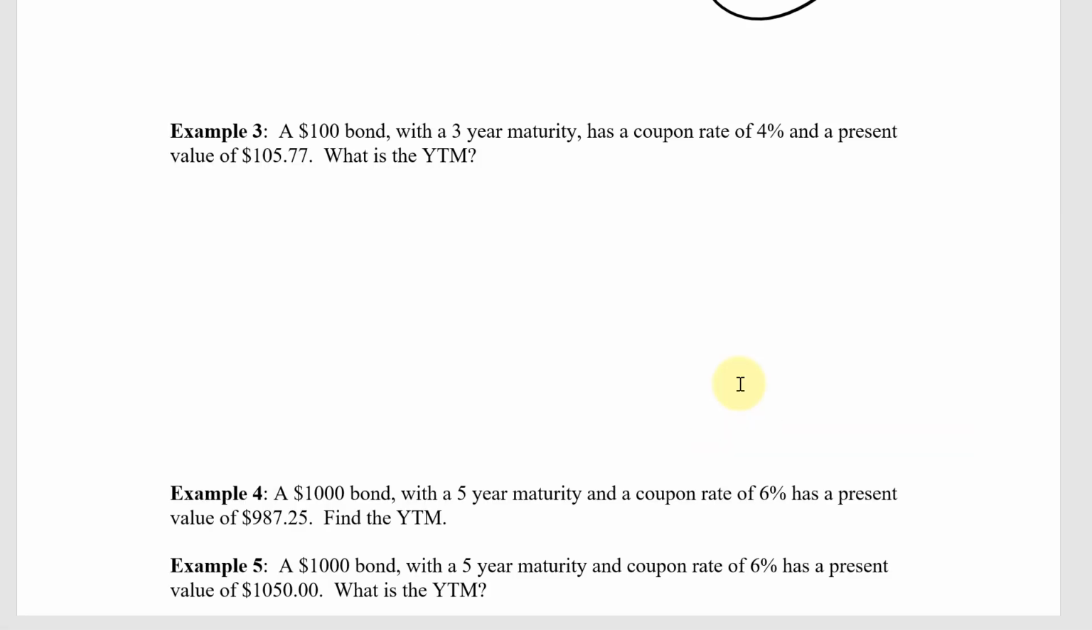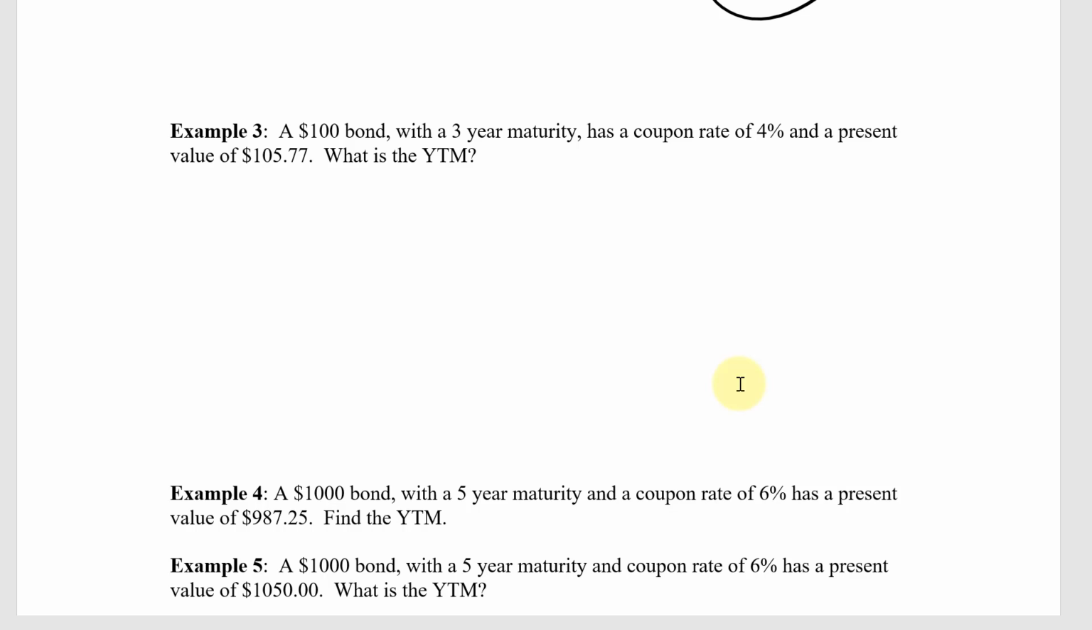All right, so let's move on to example 3. We're back again with a $100 face value on the bond, 3-year maturity. As before, the coupon rate is 4%. That means they're paying us 4% a year on the face value. But this one is selling at $105.77.